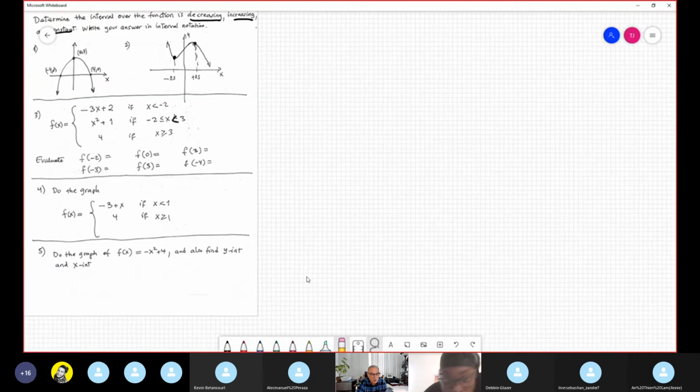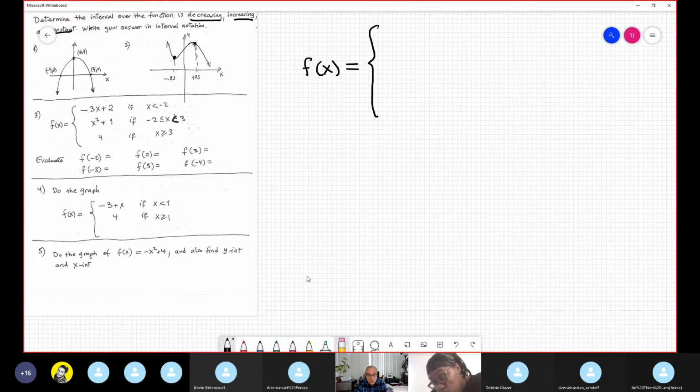Okay, let's do a number 4 example. Number 4 is very, very similar. Do the graph of the piecewise function. I promise in the test, you see one problem similar to this. Of course, different function, different numbers. You don't necessarily evaluate. You do the graph, only the graph. If x is less than 1, and 4 is a constant again, if x is greater than or equal.